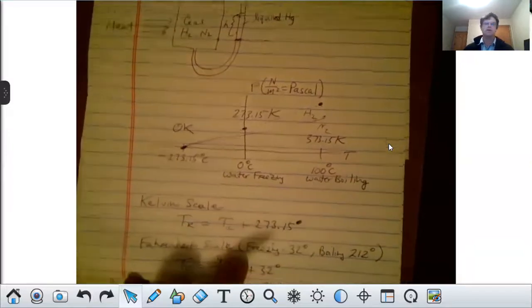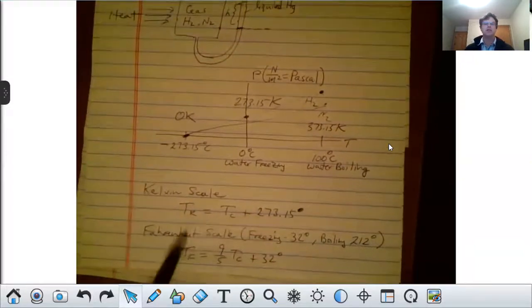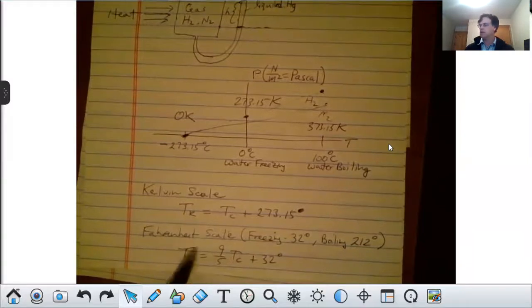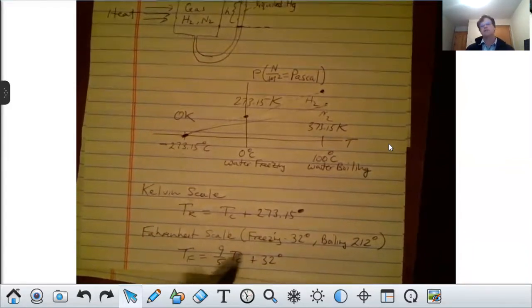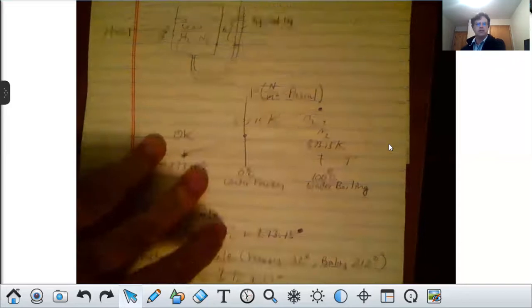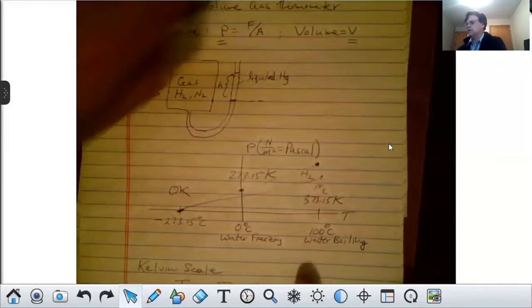Of course, the other scale that's commonly used in the United States is Fahrenheit. Fahrenheit uses different divisions. Kelvin and Celsius have the same divisions between each, so going from 0 to 1 is the same amount. The Fahrenheit scale has different divisions. Freezing is at 32 degrees Fahrenheit, boiling water is at 212. So we have to get this formula to relate Fahrenheit and Celsius. Sometimes you might have to convert between those three temperature scales.